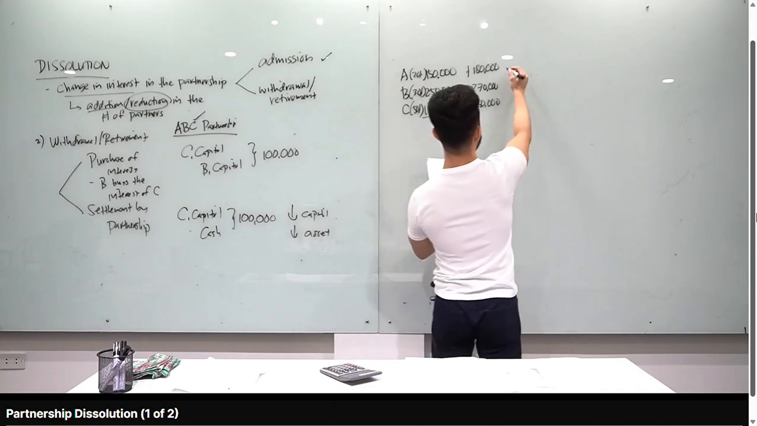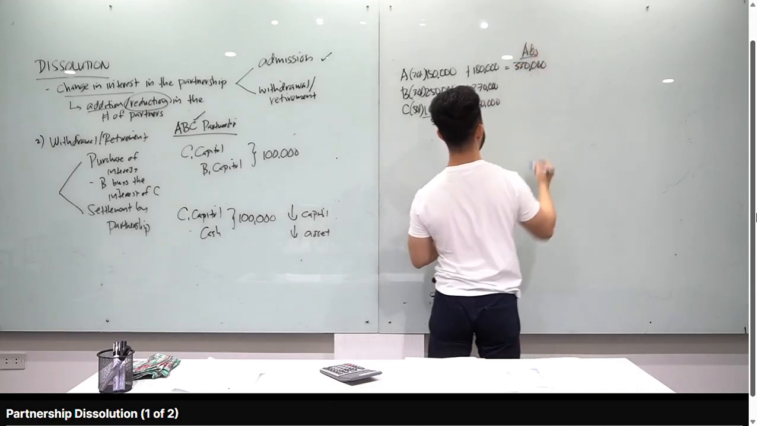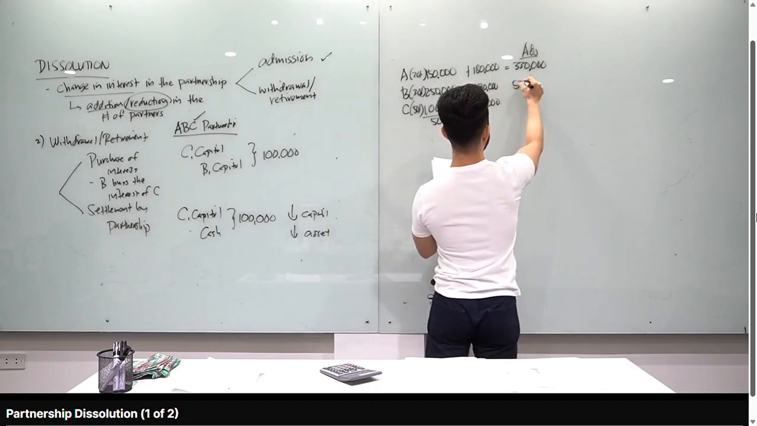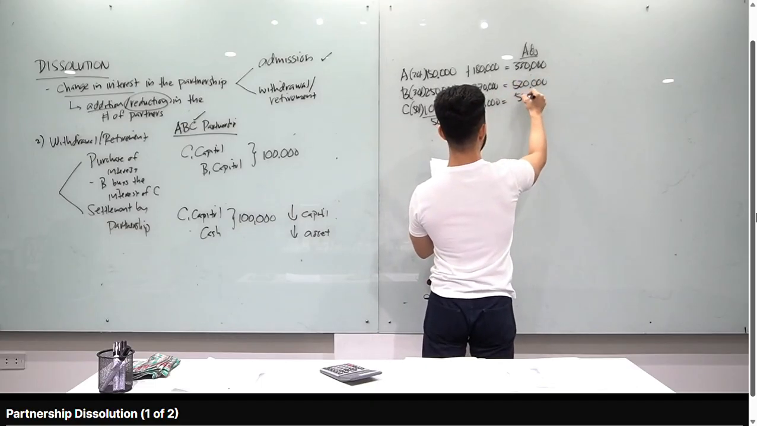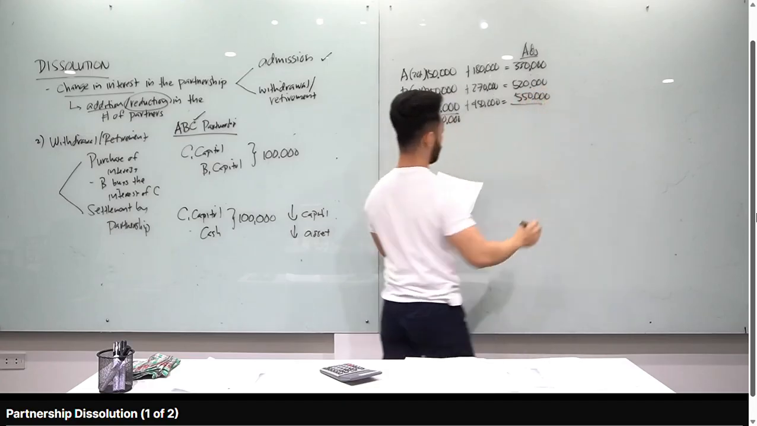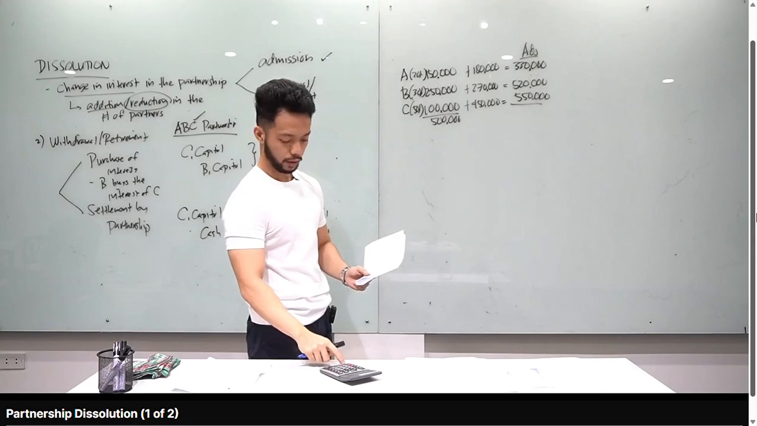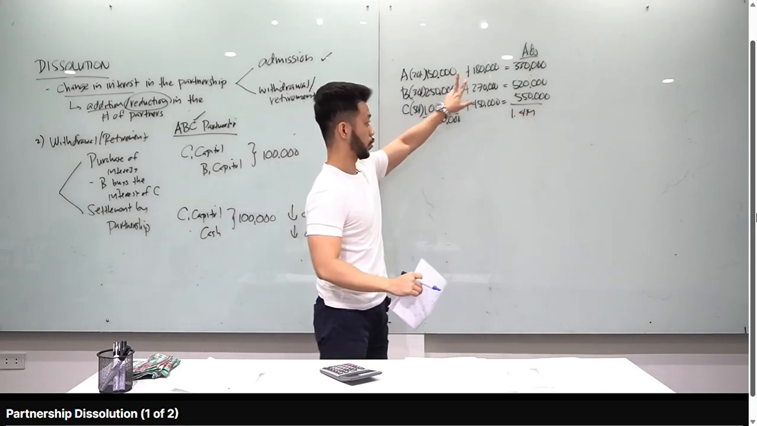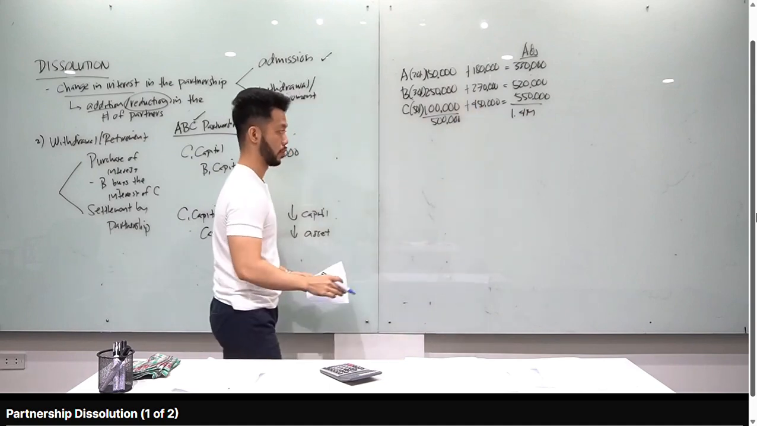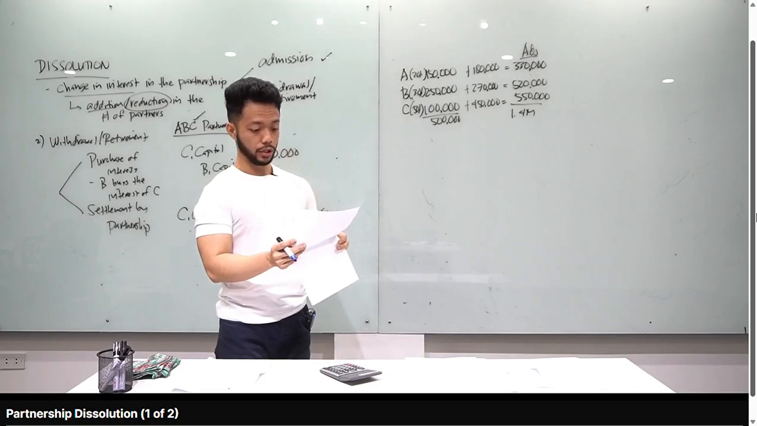150 plus 180, this is 330,000. These are their adjusted capital balances. Tama? 250 plus 270, this is 520. 100 plus 450, that's 550,000. So if we add natin, 330 plus 520 plus 550, 1.4 million. Yung total capital, 1.4 million, which is 500 plus yung inallocate natin na 900,000. That's 1.4 million. Okay.